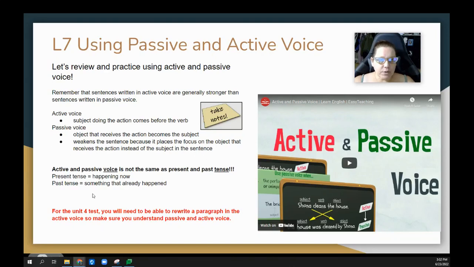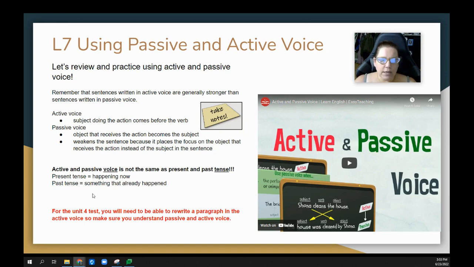Right, lesson 7, we're going to be covering using passive and active voice. So last lesson, you focused on identifying active and passive voice. This lesson, you're going to be focusing on actually using that active and passive voice. So we're going to review active and passive voice.